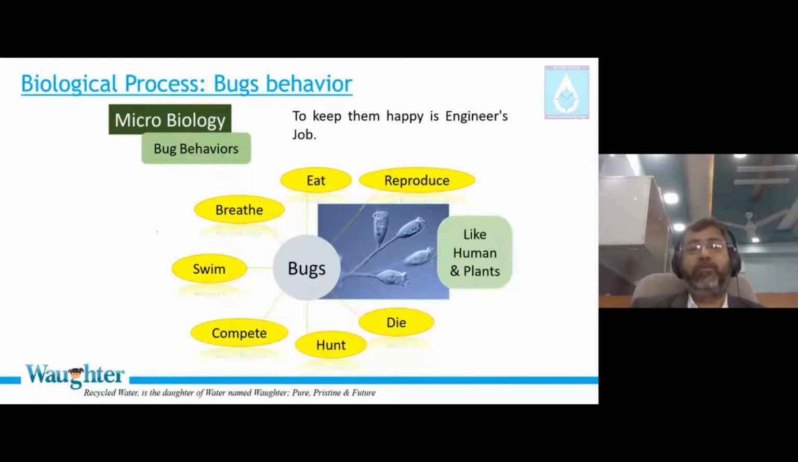What we know is that bugs eat. But that is not all. Bugs also breathe. They also swim. They also reproduce. They also die. They also compete with each other for food, the way our kids compete: no, I will take the chocolate. The same way the bugs compete for food. And finally, bugs are killers. They will hunt. Strong bugs will eat less strong bugs. So understand, what is our job? We keep them happy because they are like humans. It's very important science, a very beautiful thing.